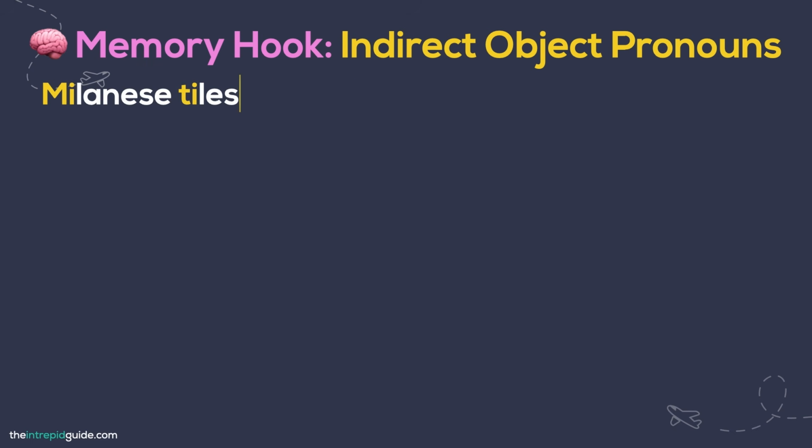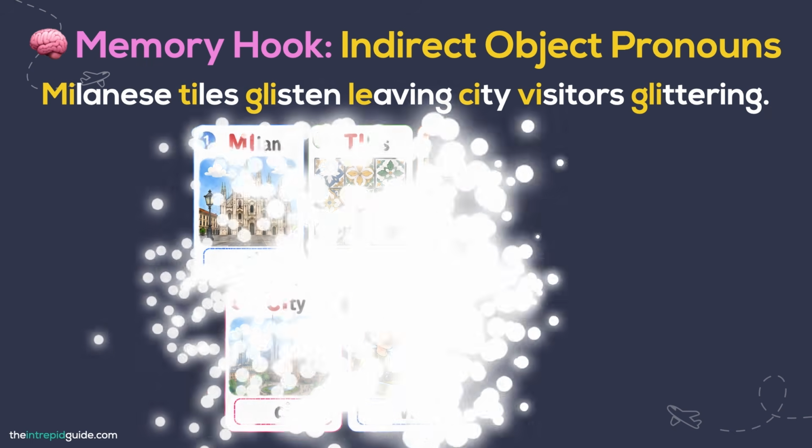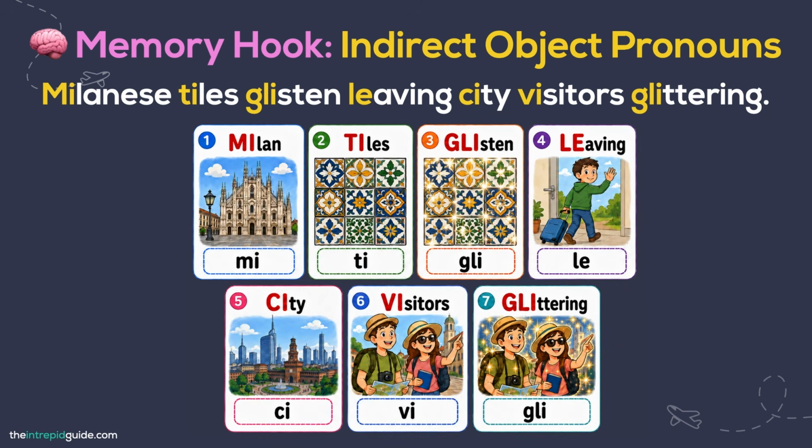Now, to help you to lock these indirect object pronouns into your memory, here's a mnemonic phrase that you can use. Milanese tiles glisten, leaving city visitors glittering. It doesn't make sense, but it doesn't need to. It's very visual. Again, pay attention to the first few letters of each word. Each word contains the exact pronoun in the right order.